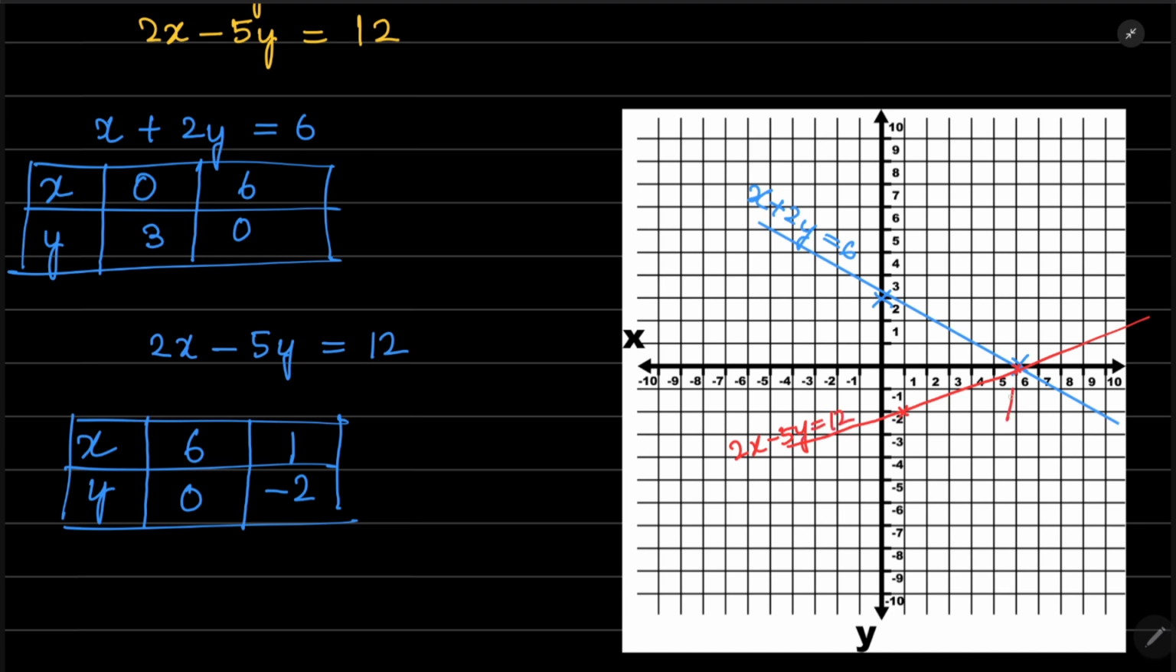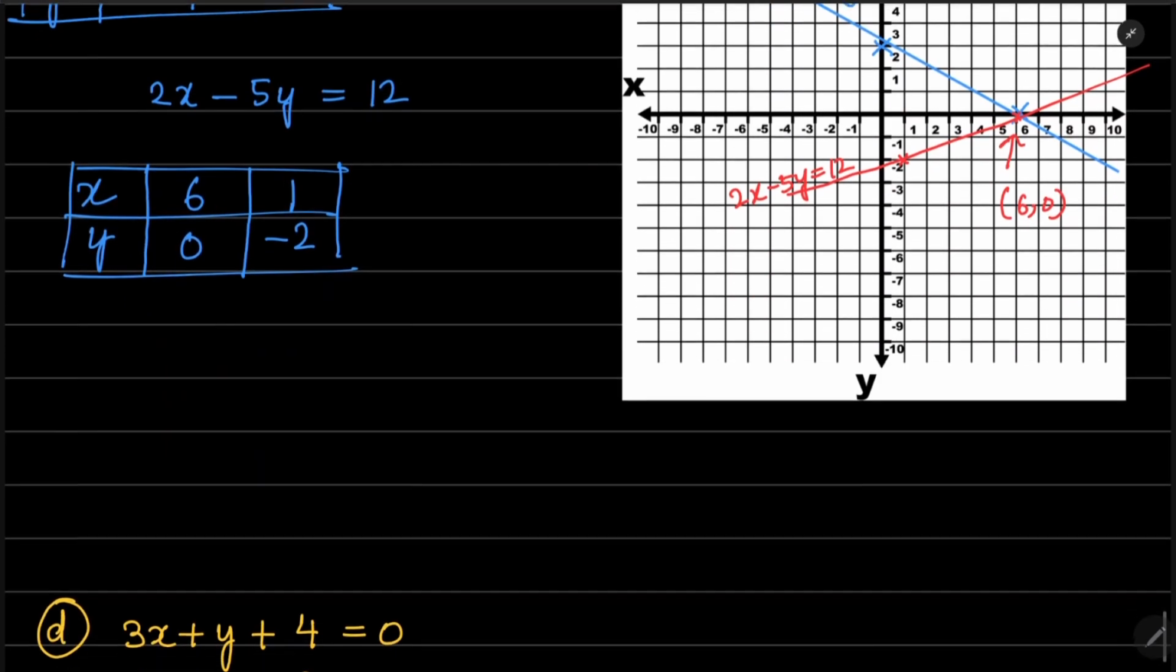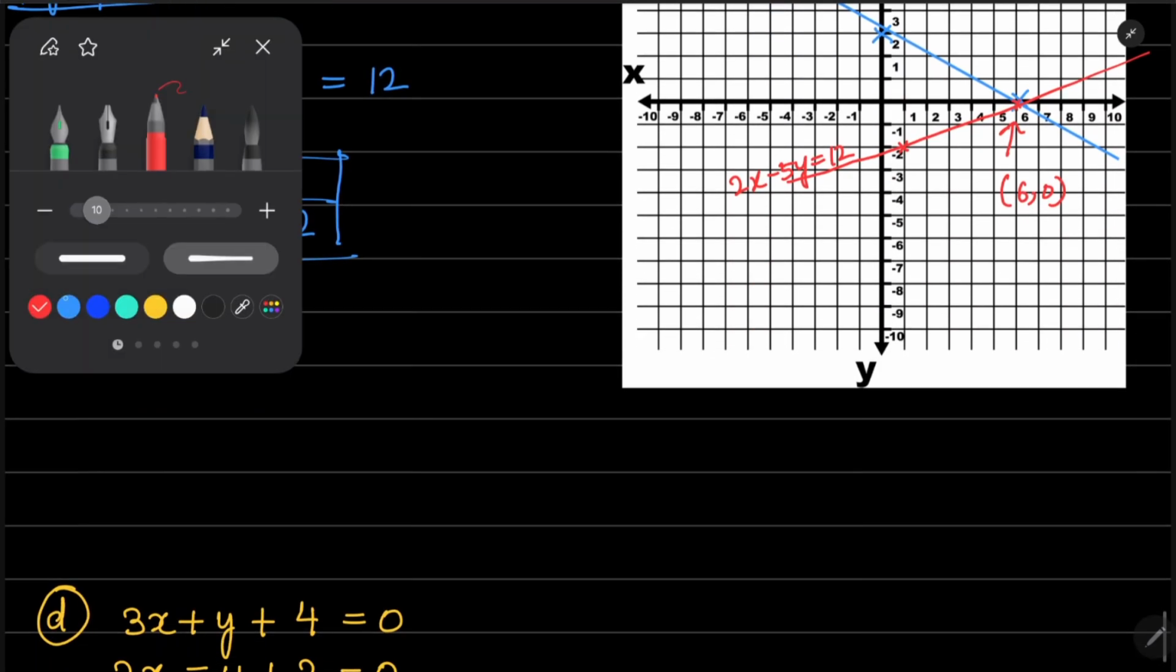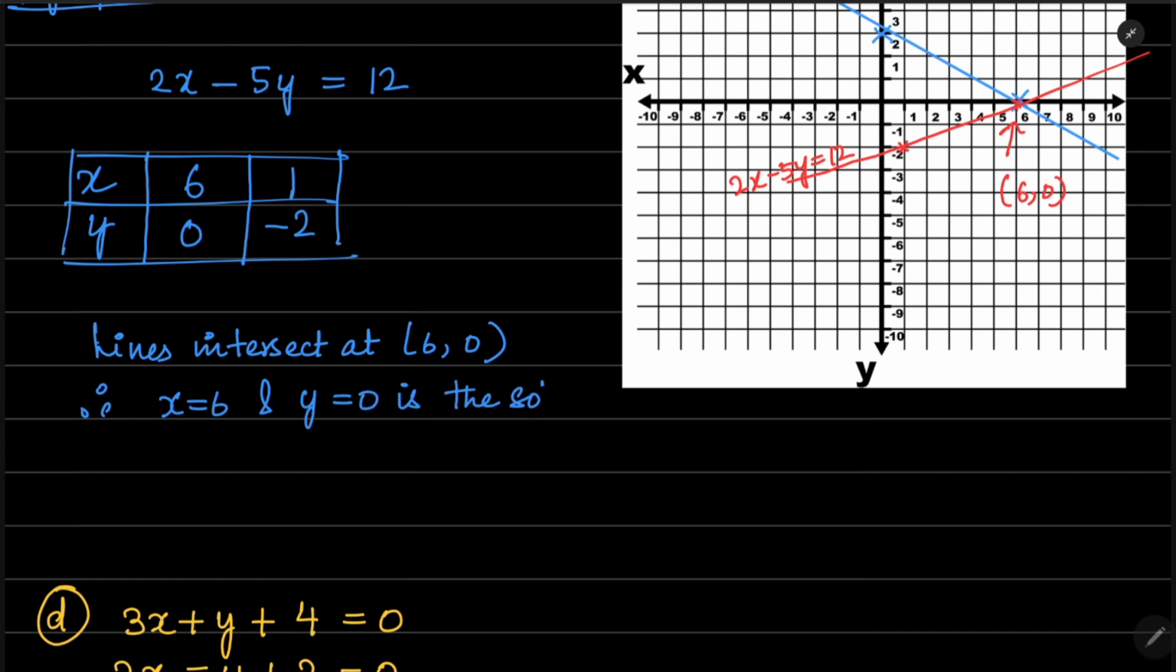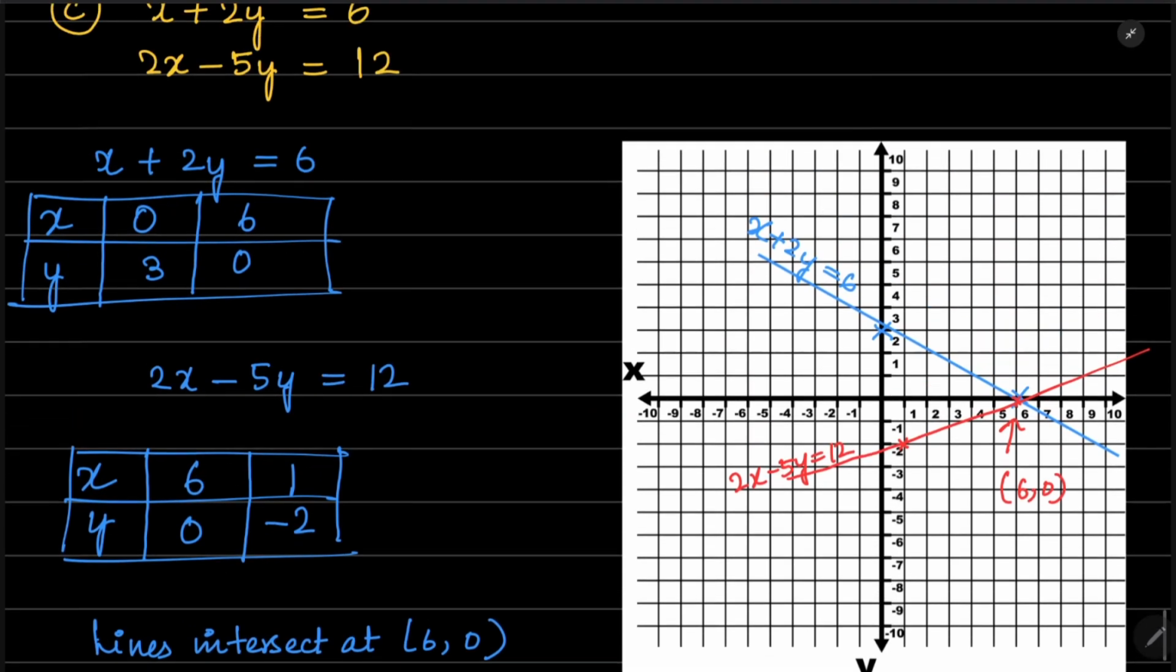Where do they intersect? They intersect at 6, 0. So what is the solution of this? The solution is nothing but where the lines intersect, at 6, 0. Therefore, x equal to 6 and y equal to 0 is the solution of this specific pair of linear equations.